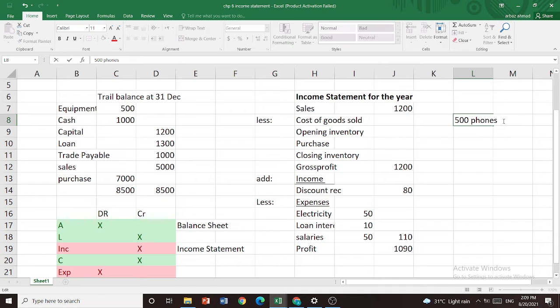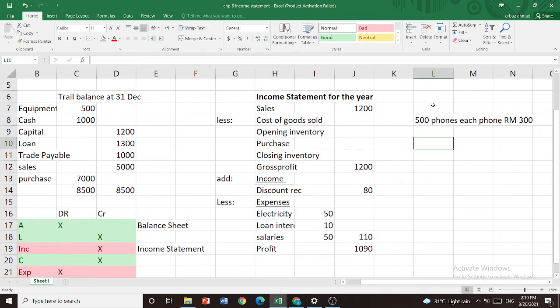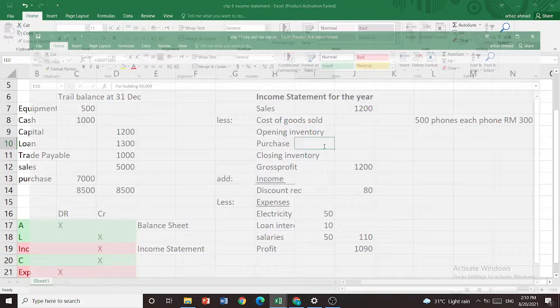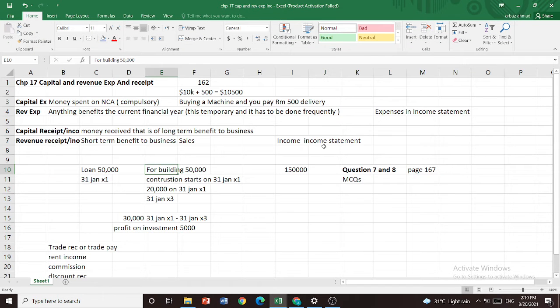So maybe each phone is for RM 300. Let's say each phone is for RM 300. So how much does this phone worth? This phone worth here equals 300 times 500. What is that?